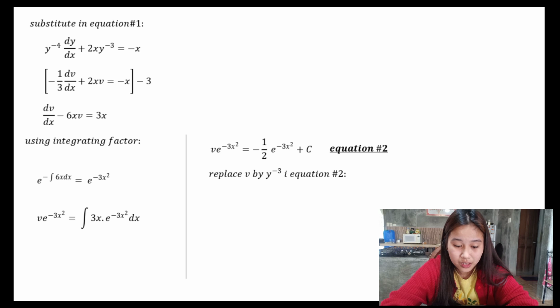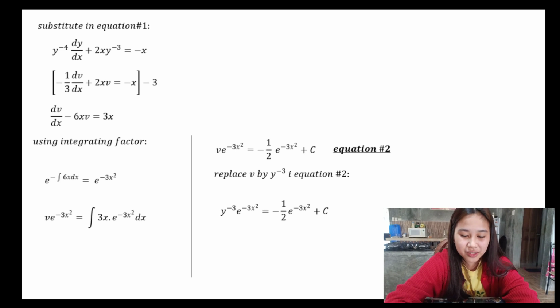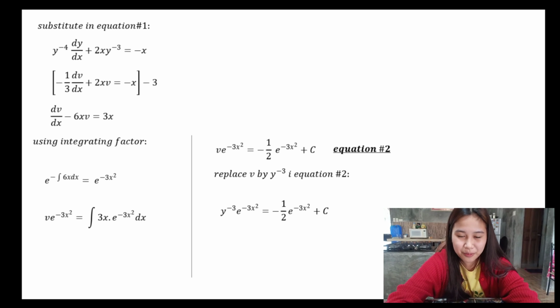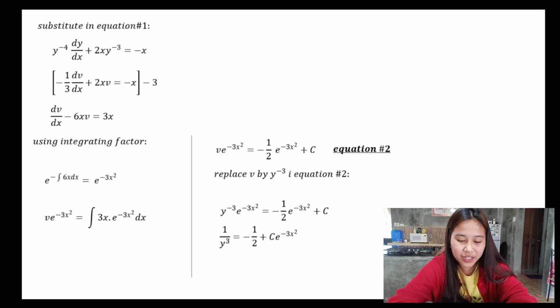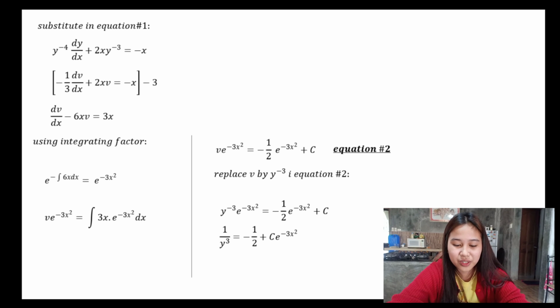Replace na yung v natin, di ba, is y raised to negative 3 in equation number 2. Y raised to negative 3 e raised to negative 3x squared is equals to negative 1 half e raised to negative 3x squared plus c. And then, i-simplify natin siya. At ang sagot ay 1 over y cubed is equals to negative 1 half plus c e raised to 3x squared. Ito na yung final answer natin.